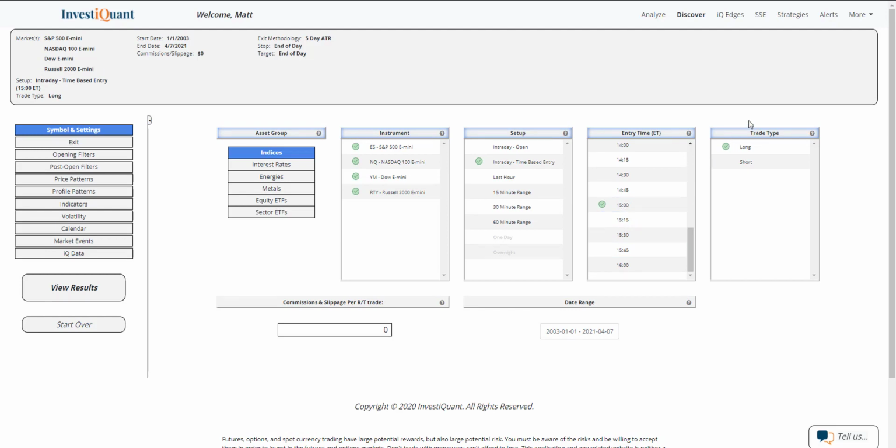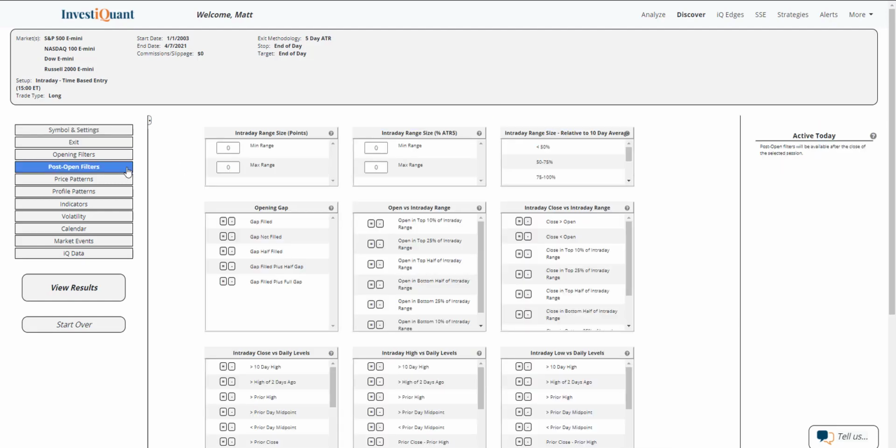It's set up as a long, and I'm going to go into the post-open filters, and I'm going to say we are trading above the open at 3 o'clock. So in post-open filters, I can use this intraday close versus intraday range. Hit equals next to close above open, and that means that the price at the time of entry, which I've got set to 3 p.m., is above the opening print for the session. So I've got that selected.